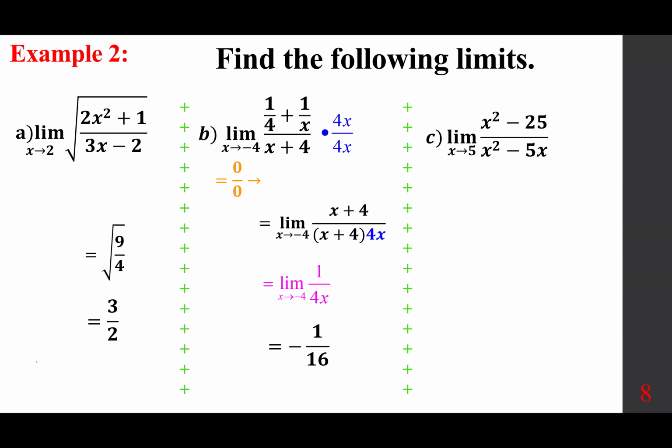The limit of x squared minus 25 over x squared minus 5x as x approaches 5. If you plug in, you get 0 over 0. And as always, it's the 0 in the denominator which is a problem. So you have a rational expression, so the technique involved is factoring.